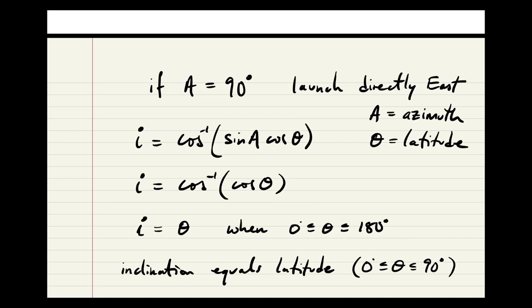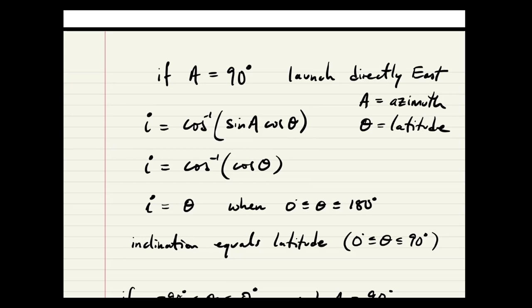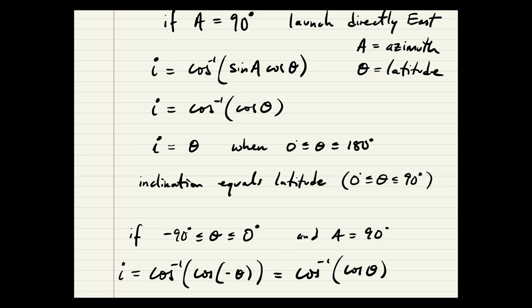Well, that's when the latitude is between 0 and 90 degrees. Those are northern latitudes above the equator. But what about latitudes south of the equator? So for latitudes south of the equator, we can write the latitude as a negative, something from negative 90 up to 0. So negative 90 is the latitude of the South Pole, up to a latitude of 0, back at the equator.